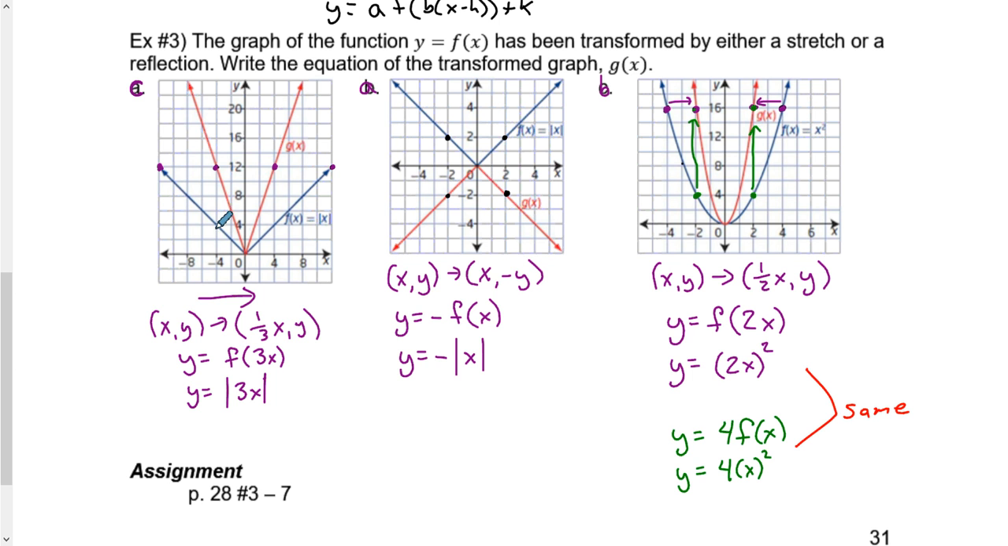We could also treat this point as becoming these points. So we see that here, it's been horizontally stretched by a factor of 1/3. On these points, it has been vertically stretched by a factor of 3. So the equation, vertical stretch goes to the y's, is 3 absolute value of x. And both of these answers are the exact same.